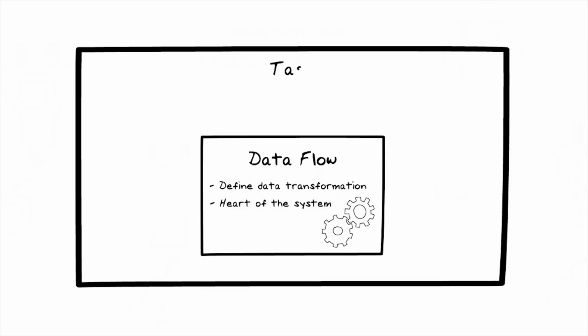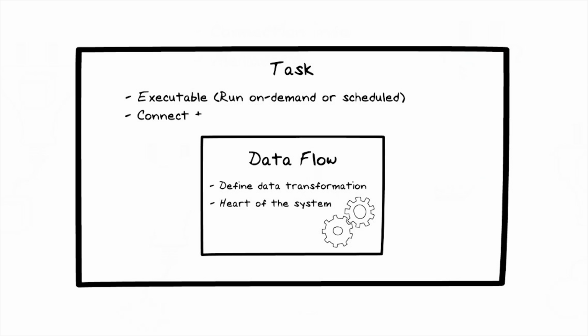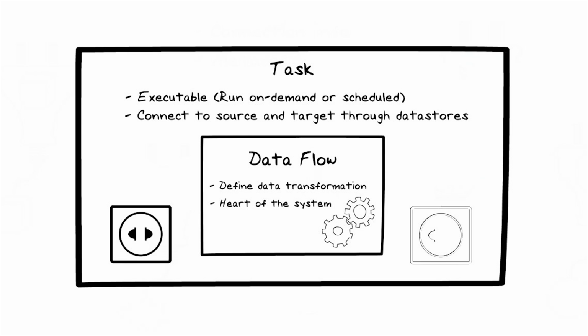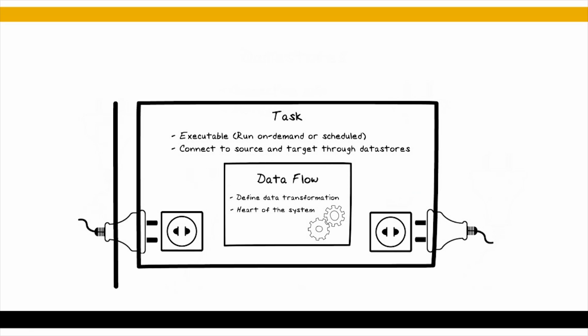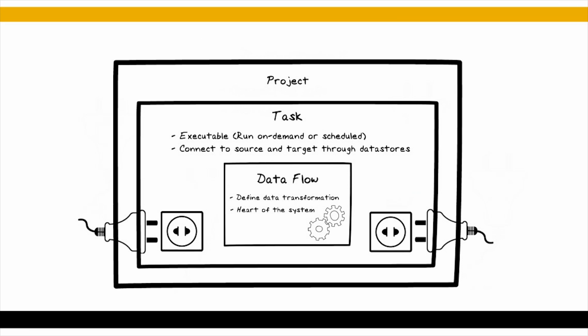The next object to mention is a task. A task is the element that HANA Cloud Integration executes at runtime. You can run tasks either on demand or scheduled. At the task level, you select the data stores that connect to your source and target systems. The task uses the data store connection information to read data from the source system and write it to the target system. A project is simply a container which groups related tasks.